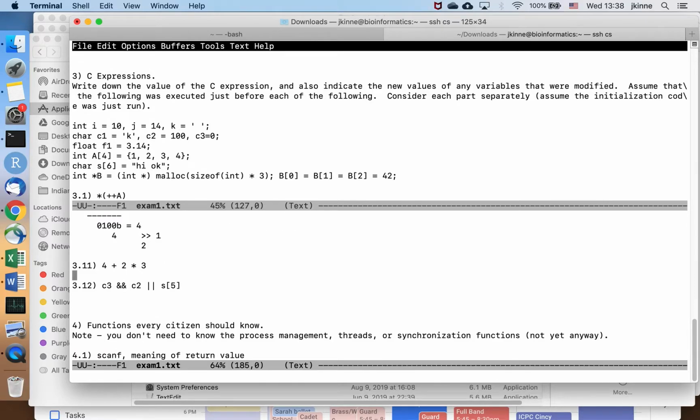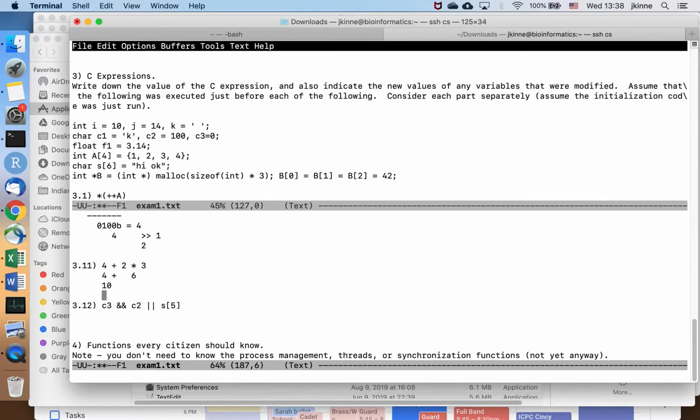Okay, 4 plus 2 times 3. Times takes higher precedence, so we evaluate that first. It's 6. And then we add them together and you get 10.